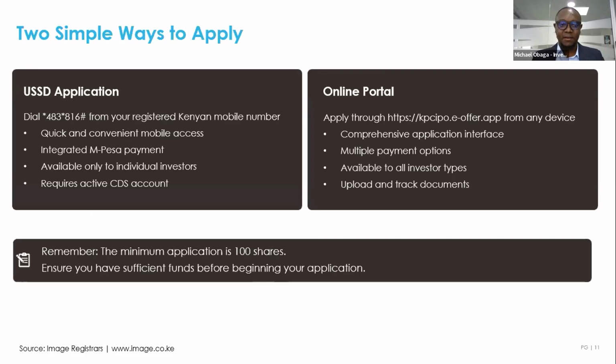Of course, USSD is the application that you're going to use with the help of your mobile phone. Remember, we don't have a manual application. The application for this IPO is 100% digital, so you can use the USSD application if you don't have access to internet, or for the convenience of time, or in case you're not buying a lot of shares.